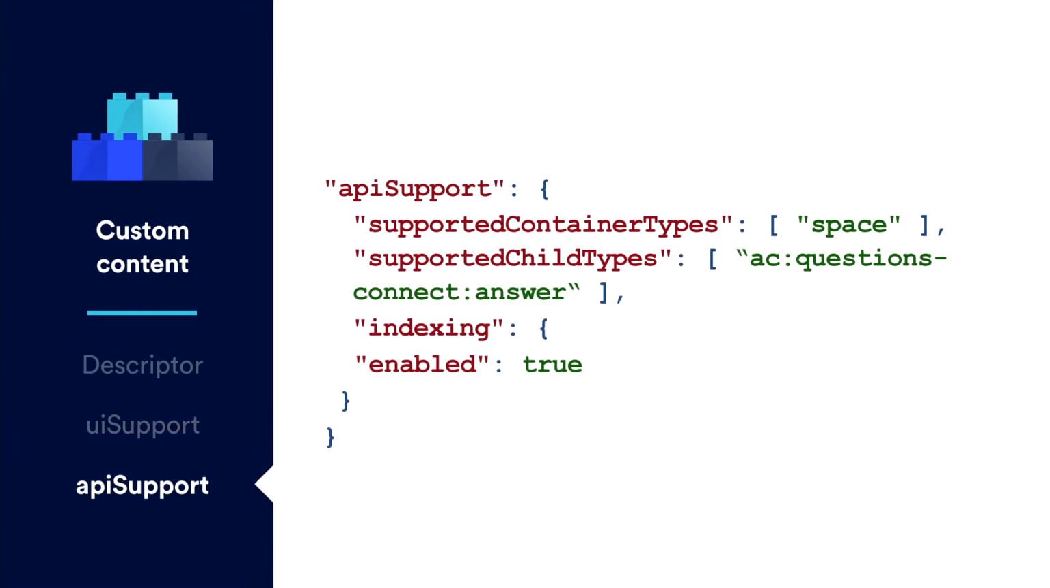The API support is where the container types are defined, as well as the supported child types. And so you'll see here that we have defined questions within the space container, and the supported child types are the answers, which are associated with the questions. So the other component which is outlined within the API support is the built-in content indexing, which is enabled to be true here.